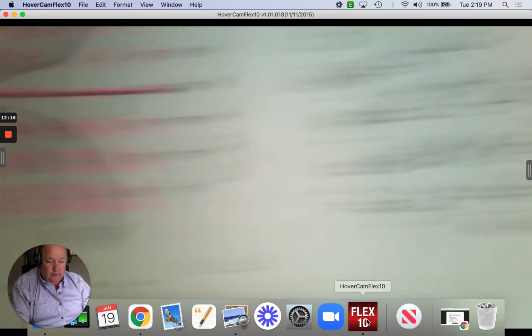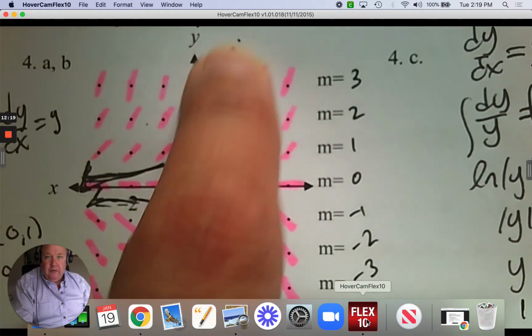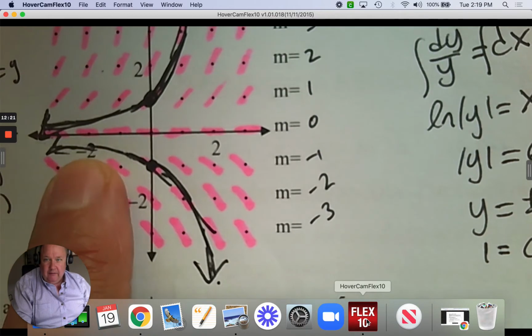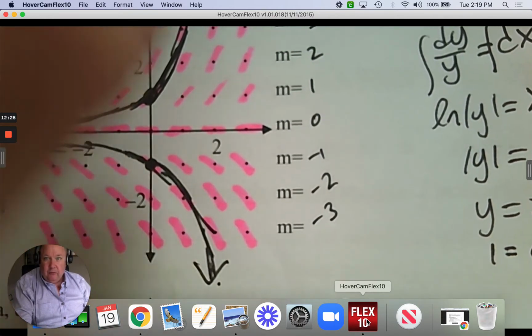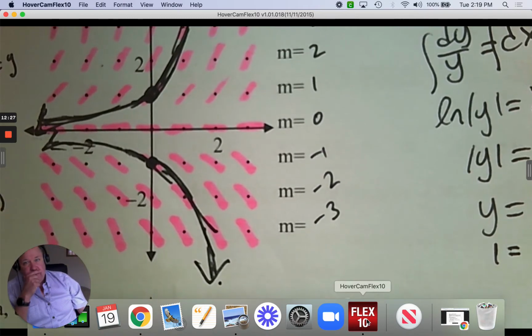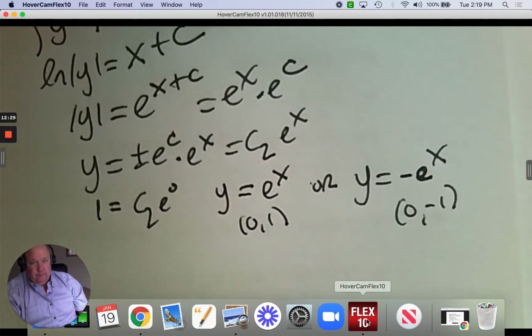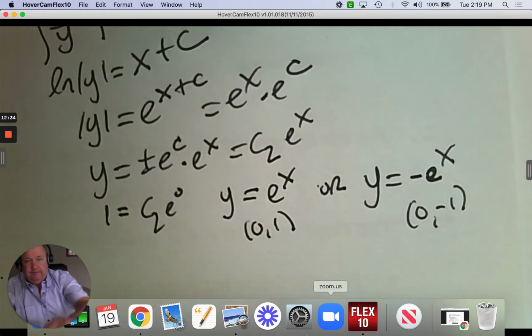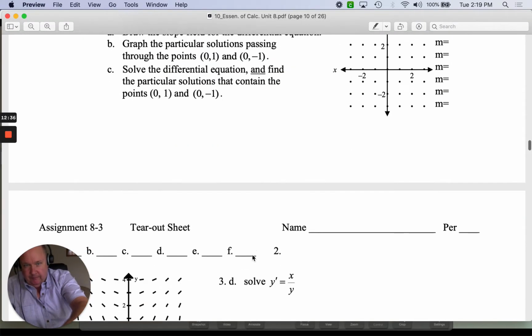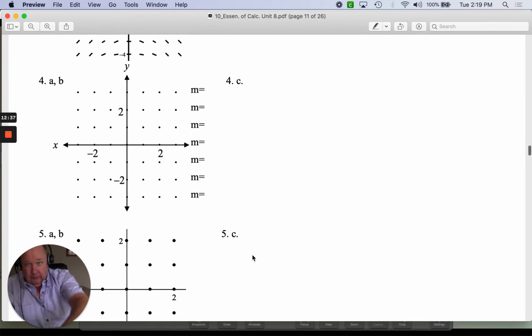So the first graph you drew was y equals e to the x. And the second graph you drew was y equals negative e to the x, just reflecting over the y-axis. All right, number 5. Oh, there's your tear out sheet.